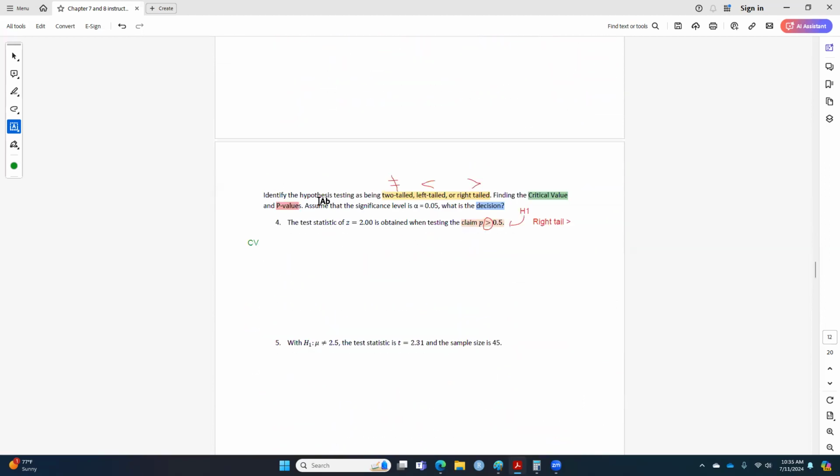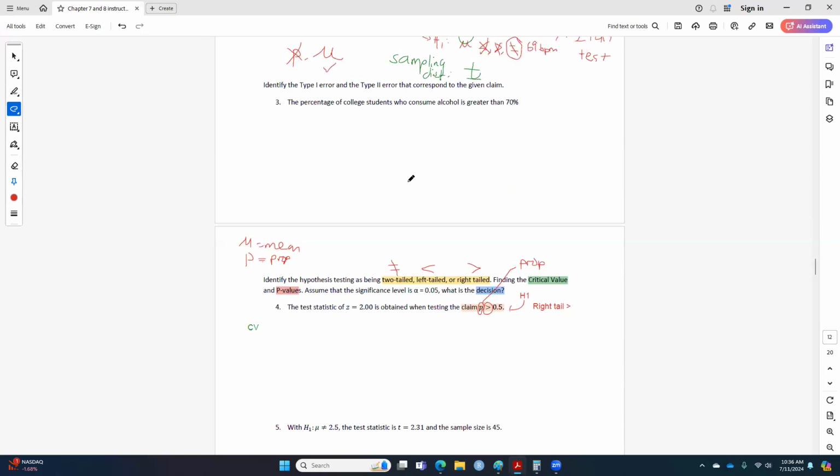So how do we know if this is a population proportion or a population mean? You have to look for the symbol P in the claim statement. If you have the symbol P, this is going to be proportion. If you have the symbol mu, it is for the mean. You have to look carefully here. That's why I asked you to underline the claim statement, because it will tell us a lot of things. So this P is for proportion.